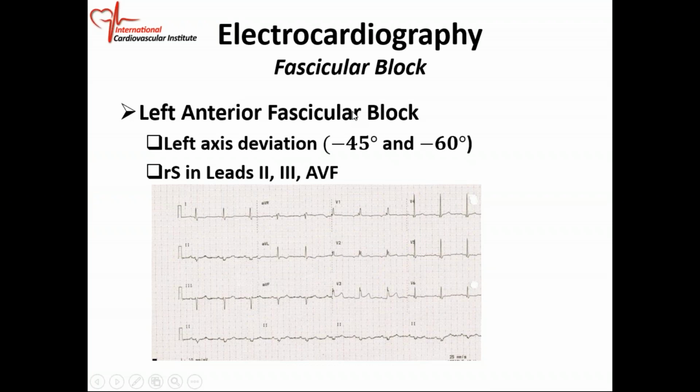And there's a specific definition for that. With the left anterior fascicular block, you're going to have an extreme left axis deviation. Okay? So remember, you have to do your axis. All right? So to do the axis, you're going to look in your limb leads. You're going to find the lead that is most isoelectric.